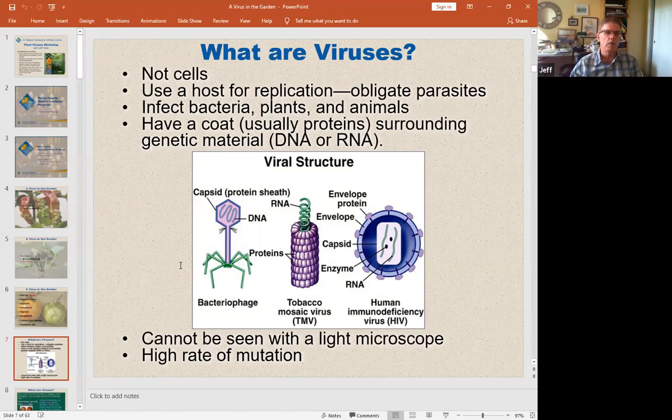So in the picture, you see a bacteriophage. That means a bacterial eater. That virus is specific to bacteria. Tobacco mosaic virus, which was where viruses were discovered, with this particular one, has a protein coat and RNA in the middle. And human immunodeficiency virus has the genetic material and various enzymes and proteins around the outside. You cannot see these with a microscope. You cannot see any signs like with a fungus. You may see fuzzy stuff; you can't see that with a virus. And they have high rates of mutation.